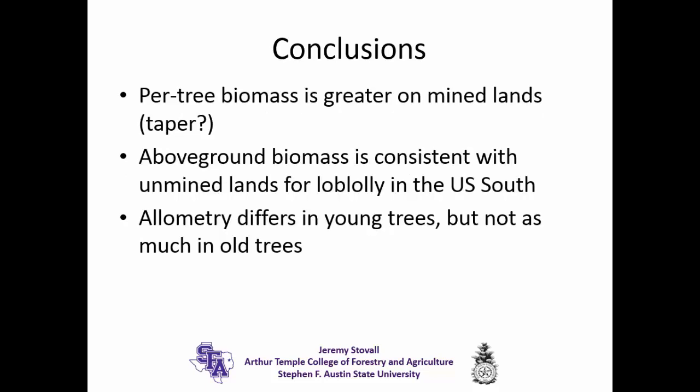The per tree biomass seems to be greater on mine lands, and we're still not exactly sure why. It looks like it has something to do with taper, but we don't know why that taper is changing necessarily. The aboveground biomass was well within the range of loblolly on non-mine lands in the U.S. South, and we saw that interesting effect in the belowground biomass. So they're changing root-shoot ratios early on, but then they return to what loblolly always does on non-mine lands after the first few years.